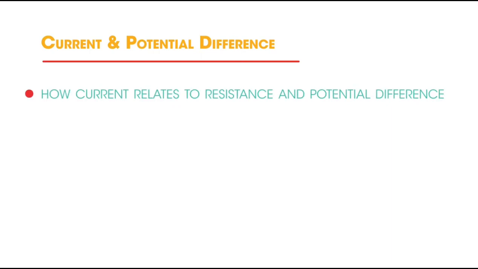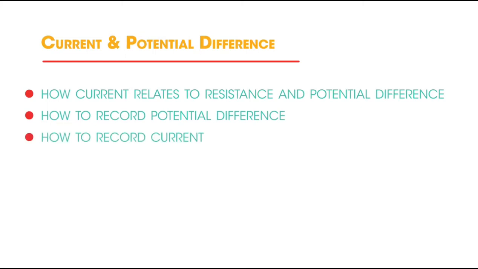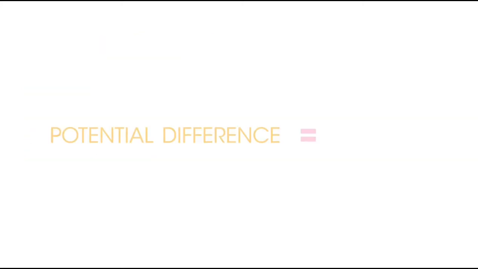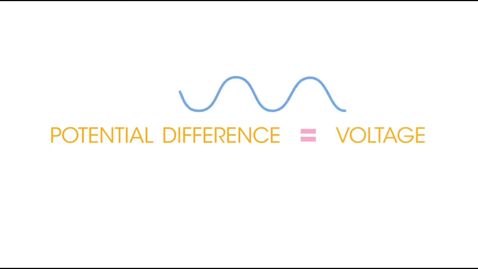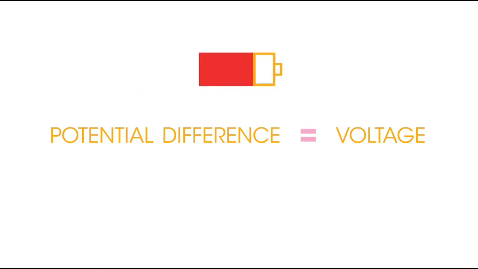Hello everyone. Today we will be looking at how current relates to both resistance and potential difference, and how we record the potential difference and currents across different components to then calculate resistances. A potential difference is also known as a voltage. A potential difference or voltage is needed across an electrical component to make a current flow. Cells or batteries often provide this potential difference.